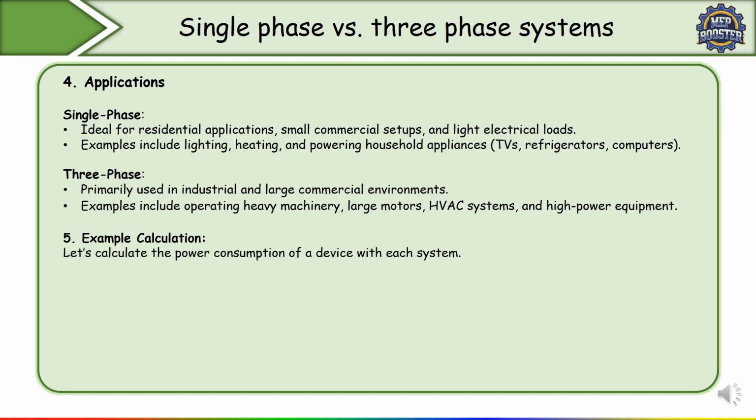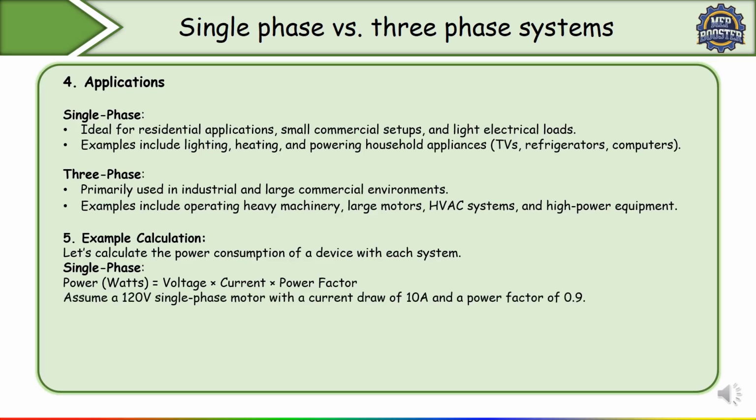Let us calculate the power consumption of a device with each system. First we'll see the single phase system. Suppose you want to calculate the power consumption of a single phase system. The formula is written here: V I power factor, voltage into current into power factor. So assume a 120 volt single phase motor with a current draw of 10 ampere and a power factor of 0.9. By using this formula you will get 1080 watt.